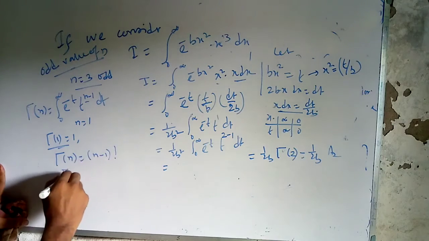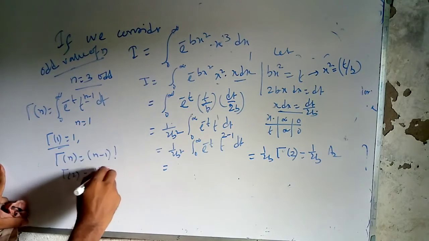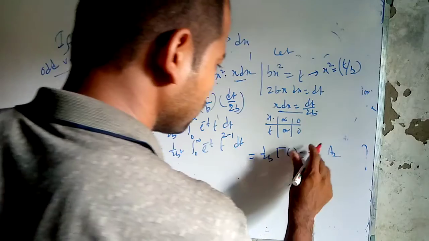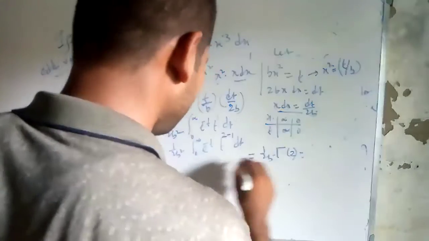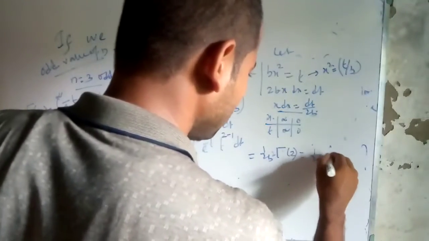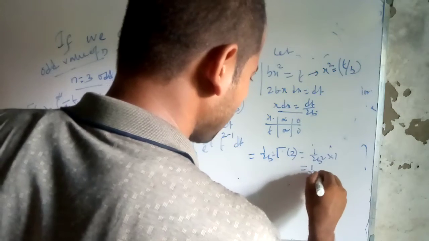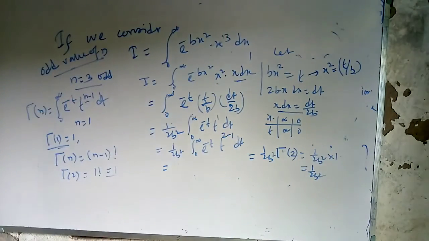It is gamma function of 2. This is factorial n minus 1. This is factorial 1 equal to 1. Also gamma function of 2 equal to 1. This is actually 2b square. This is actually 1 by 2b square into 1. That is actually 1 by 2b square. So it can be written 1 by 2b square.